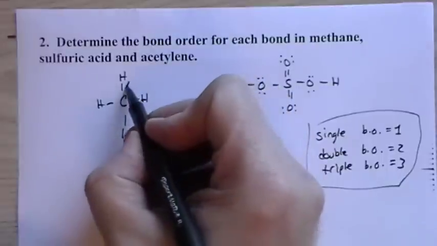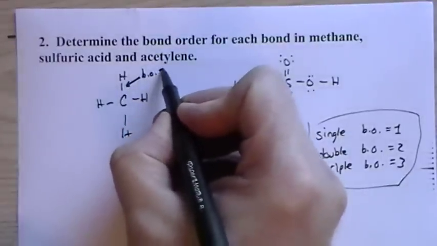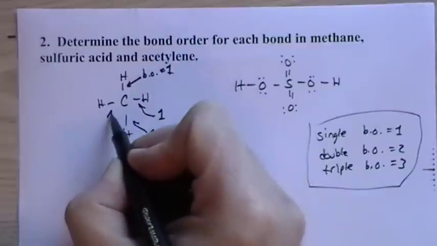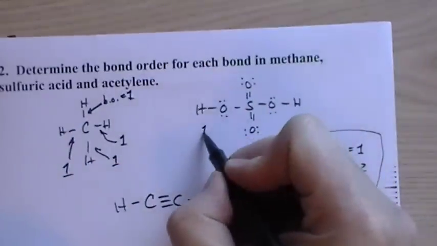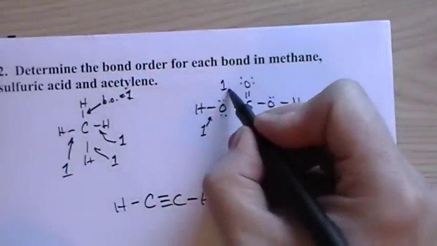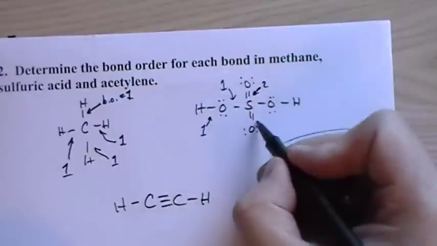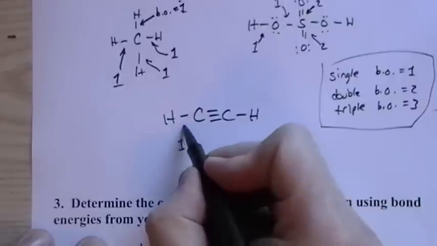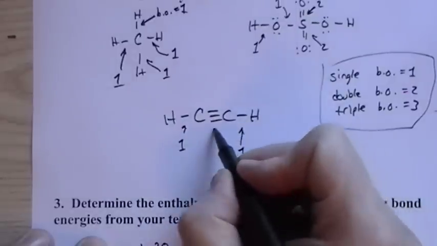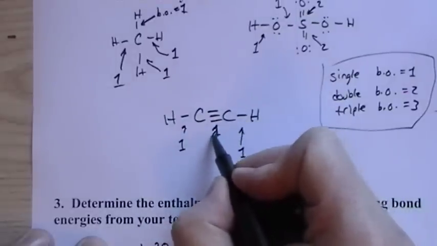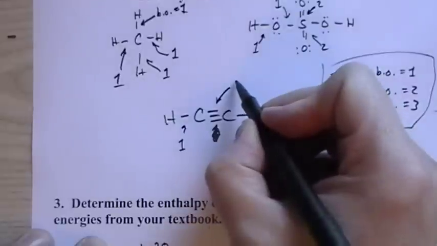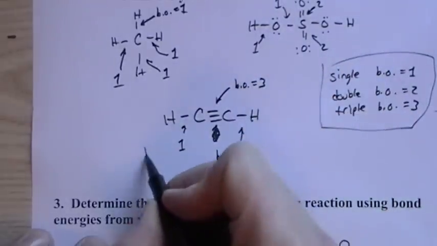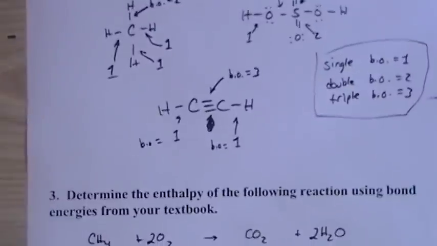So they want to know the bond order. So just BO equals 1, 1, 1, and 1. This is 1, 1, and then 2, 2, and the others would be 1. And then this one would be 1, 1, and 3. On the exam, just to make sure that everything's clear, you'd put BO equal to 3, BO equal to 1, BO equal to 1.